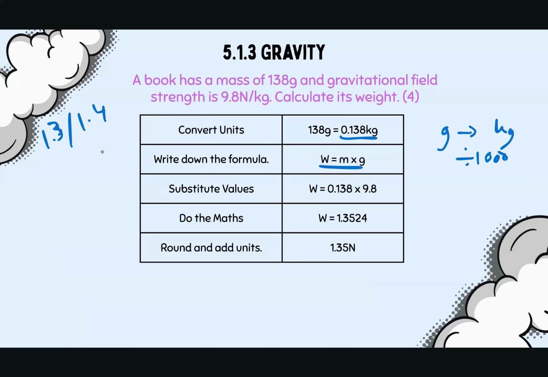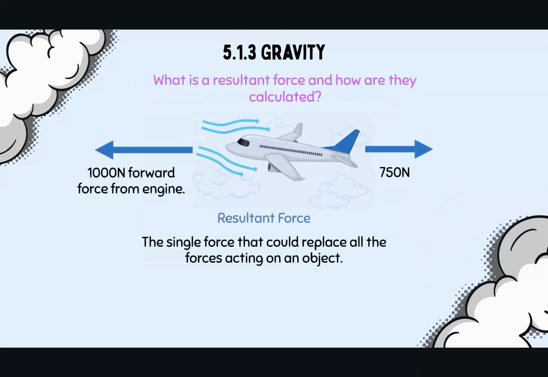Then we write down our formula, substitute the values, and here it tells you that the gravity is 9.8. Do the maths, and we're looking for weight, so we want the units to be newtons. So it's 1.35 newtons. Now, generally speaking, in physics, 2 or 3 significant figures is sufficient. 2 decimal places, 3 significant figures, something like that is fine. And some questions will ask for it to be in significant figures, so please don't miss those questions.